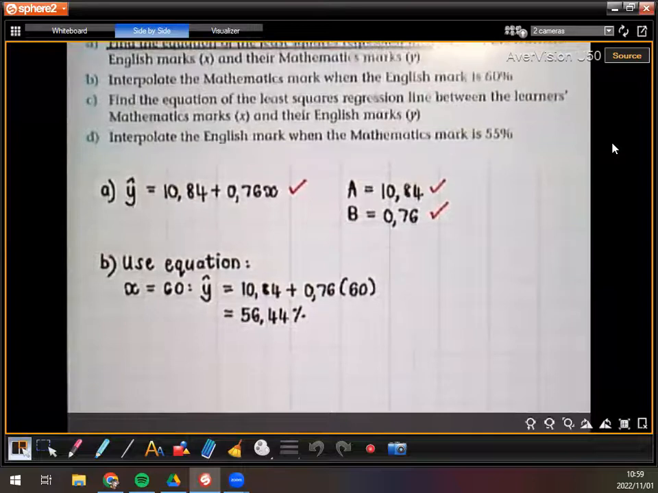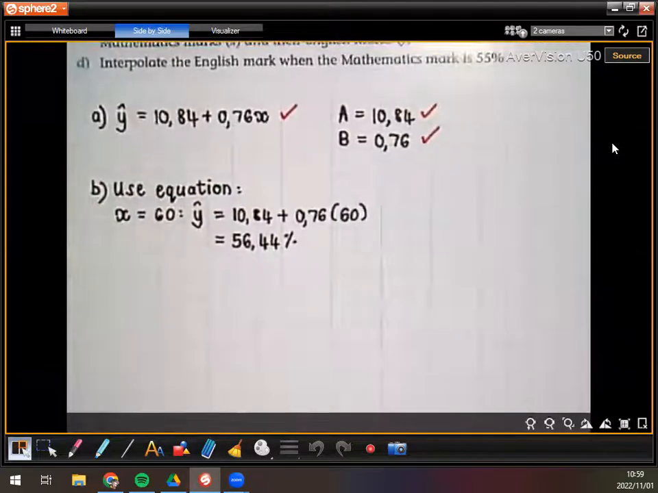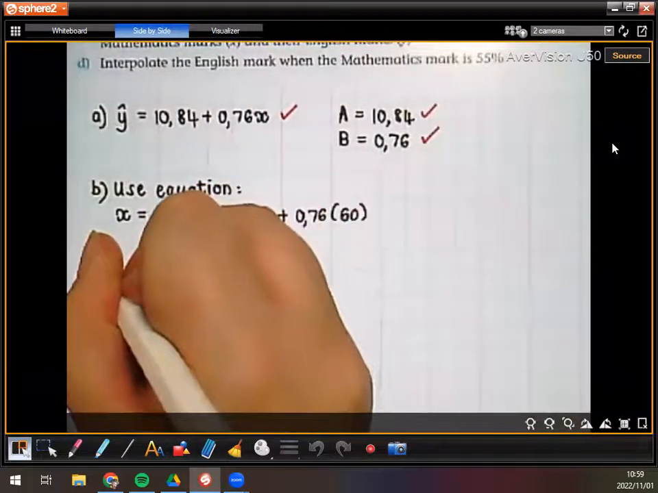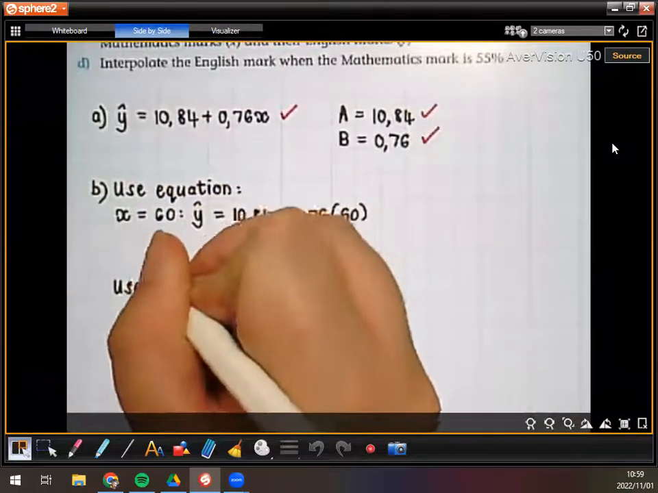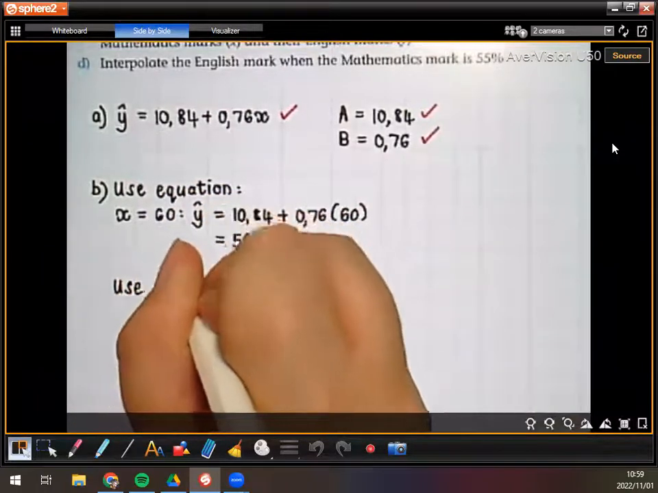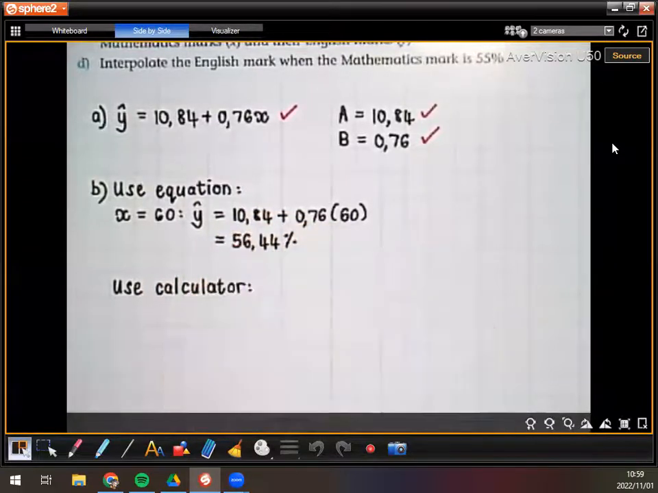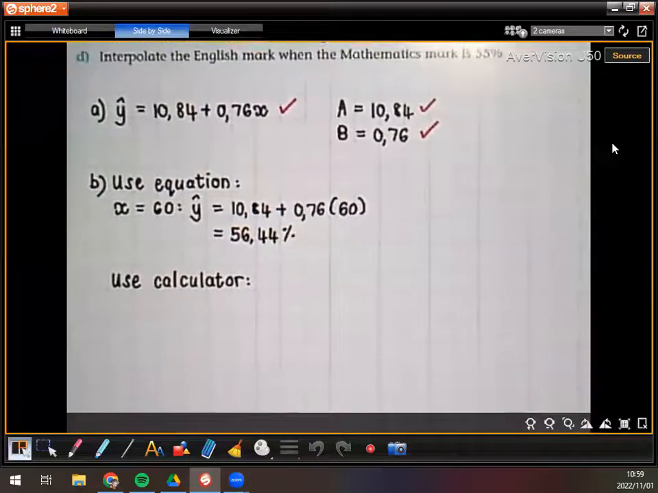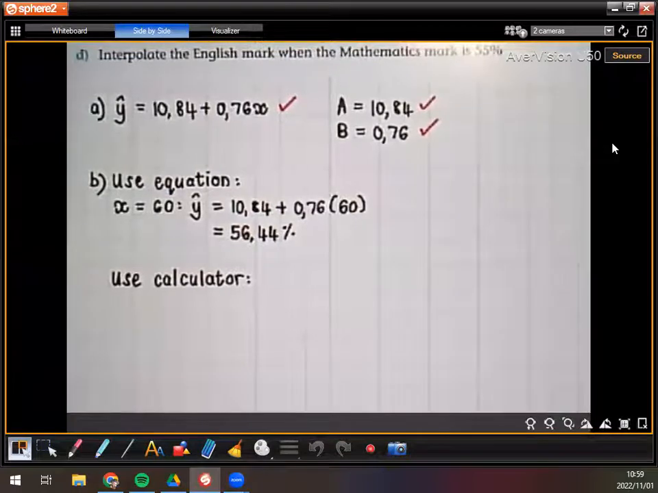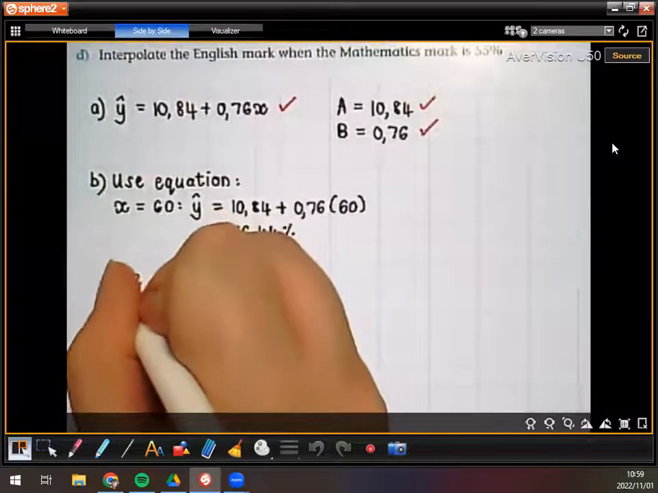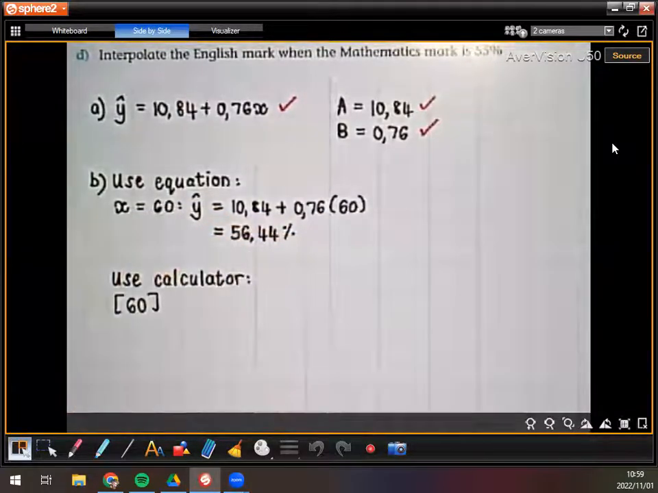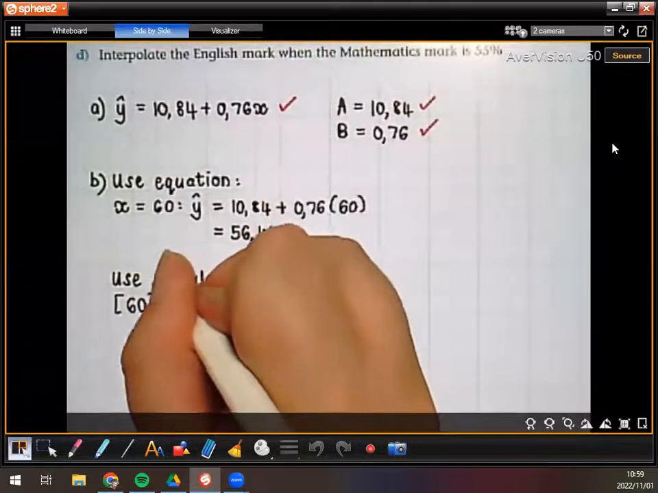Right, that's one method. The other method is going to be to use the calculator. So I'll show you now. You're not going to show any working for that actually. You're just going to write down the answer. Okay, so what you're going to do is take the value that they've given you now, which is 60. So you're going to type into the calculator 16, and then you're going to press equals.